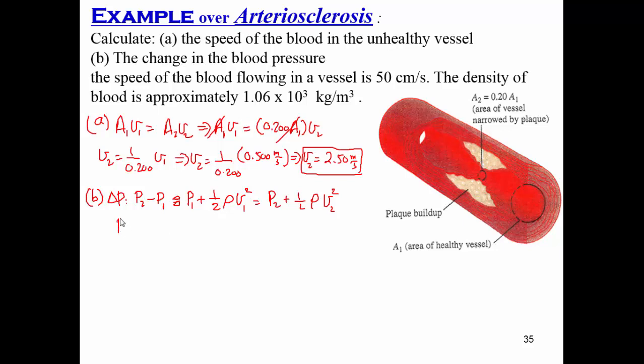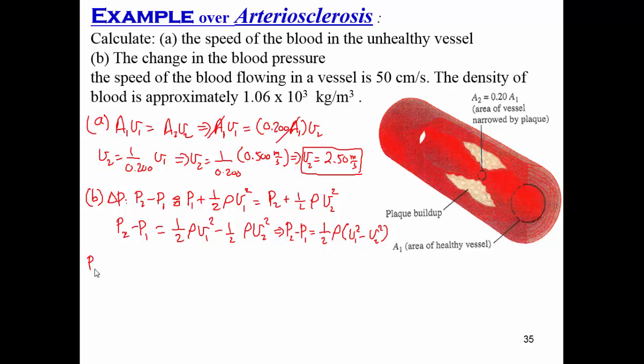So we have P2 minus P1 equal to 1/2 the density times V1 squared minus 1/2 the density times V2 squared. We can take 1/2 the density as a common factor. So P2 minus P1 is equal to 1/2 the density times (V1 squared minus V2 squared). Okay, and we can go ahead and plug in the values.